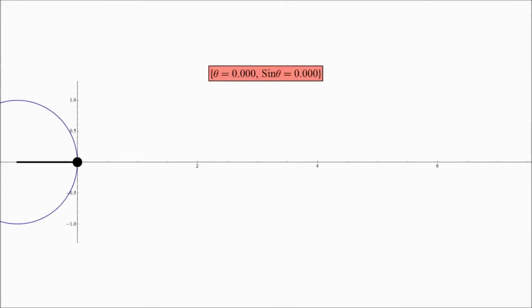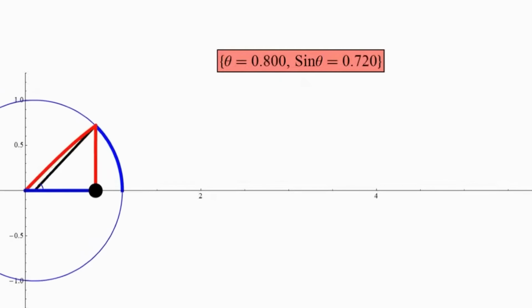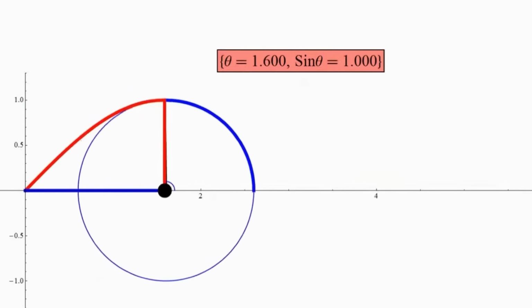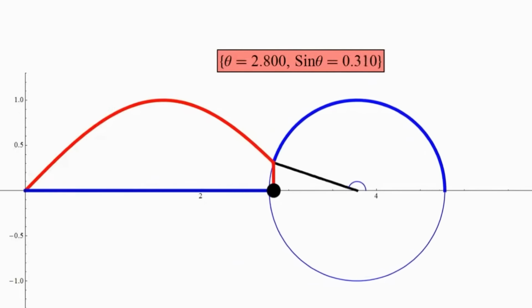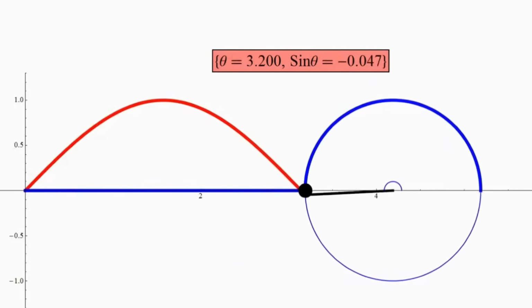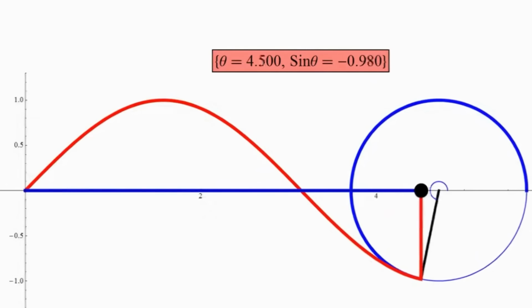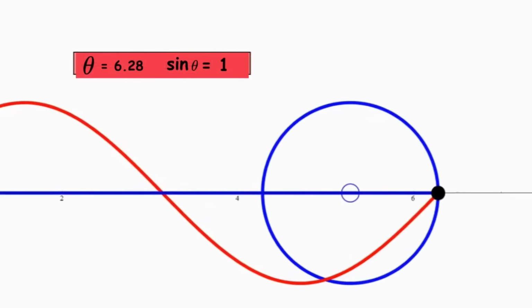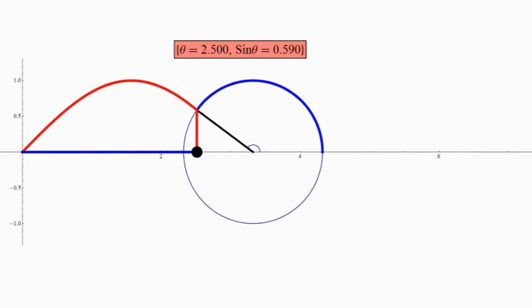At theta equals 0, sine of theta equals 0. Then, at theta equals 1/4 tau, or 1/4 of the way around the unit circle, sine of theta reaches a maximum value of 1. At theta equals 1/2 tau, halfway around the unit circle, sine of theta returns to 0. At theta equals 3/4 tau, sine theta reaches a minimum of -1, and at theta equals tau, all the way around the unit circle, sine theta is back to 0 again, and the sine function has completed a full cycle.